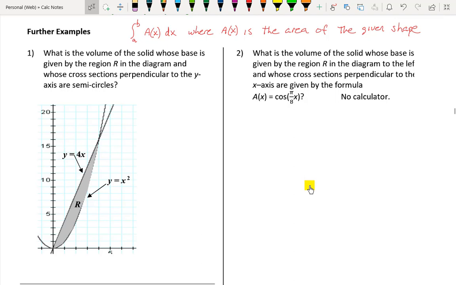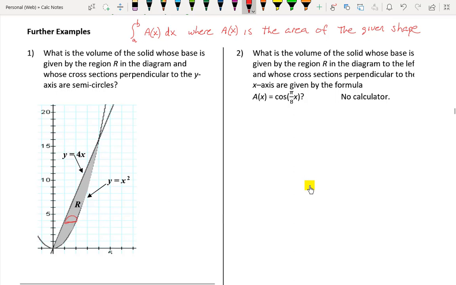they're semicircles. So yesterday we were drawing everything perpendicular to the x-axis. Today we're going to be drawing perpendicular to the y-axis. So if you can picture the cross section going this direction, and now all these little cross sections are semicircles just like that.